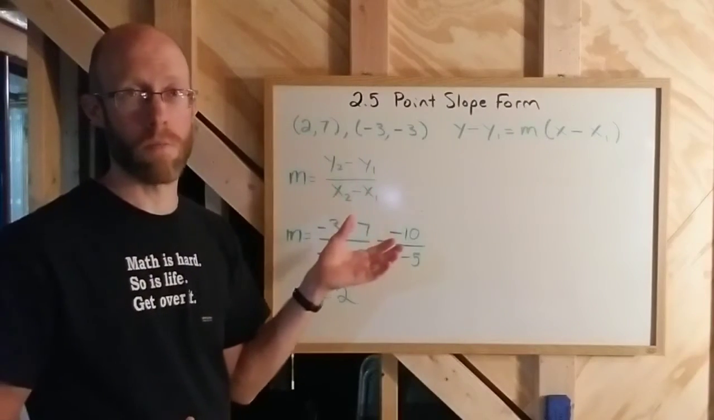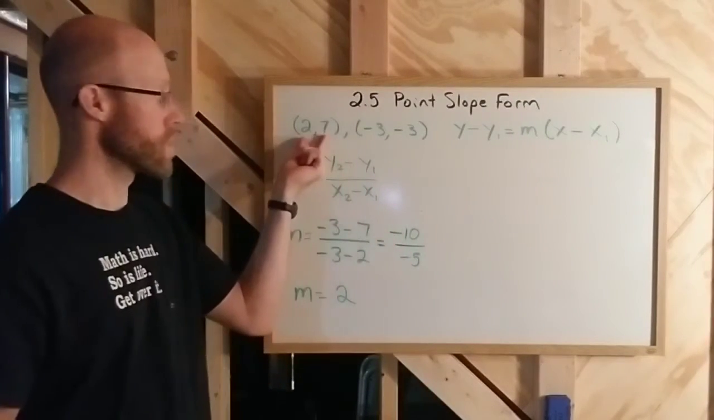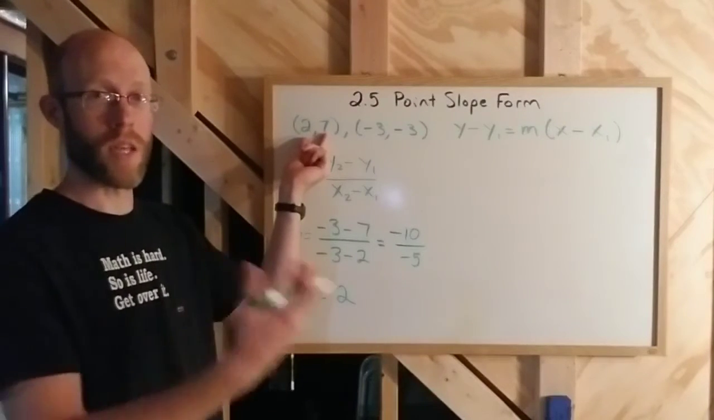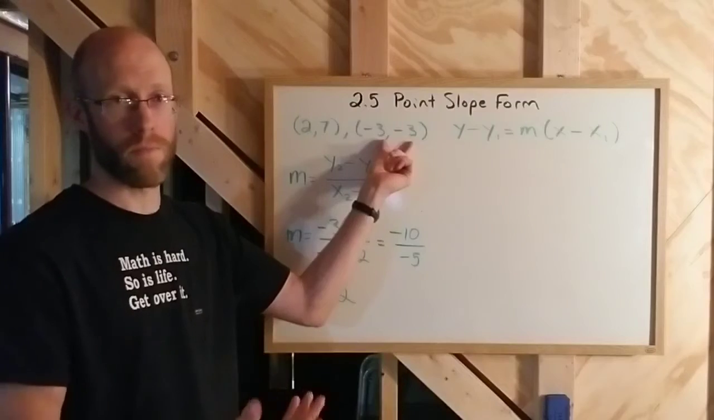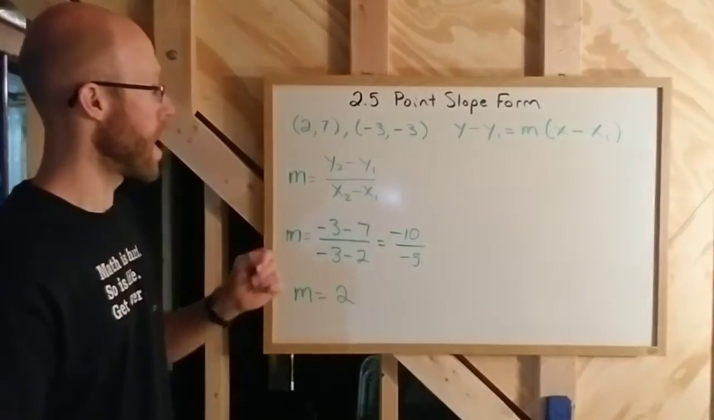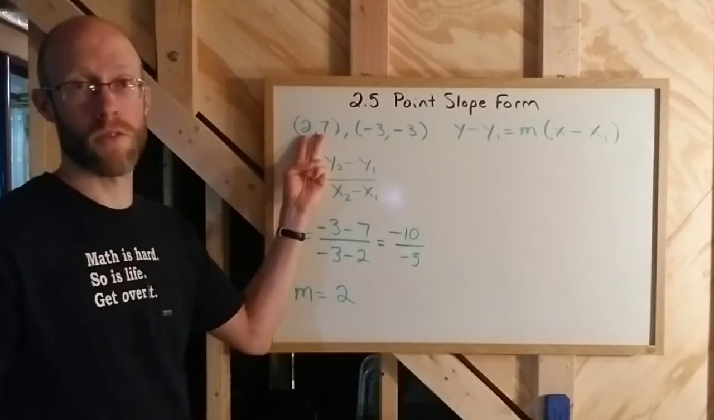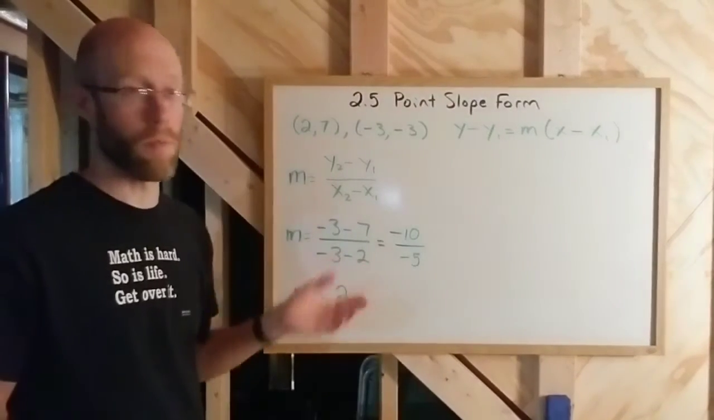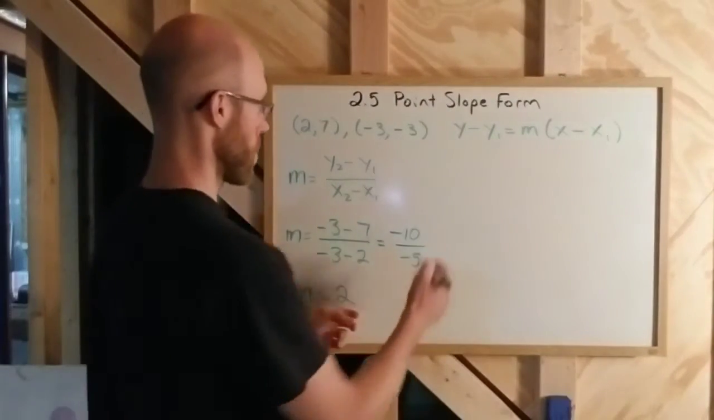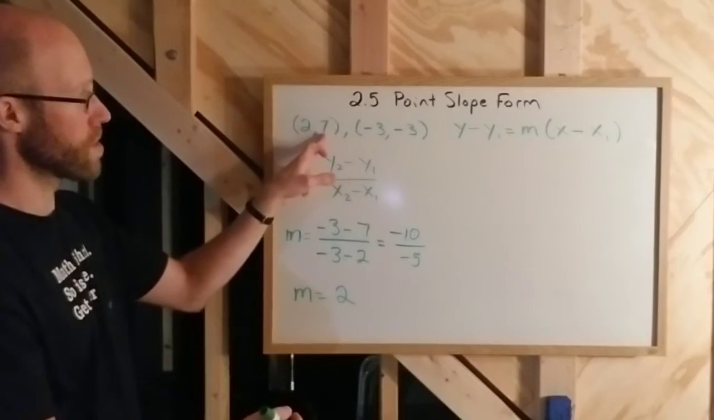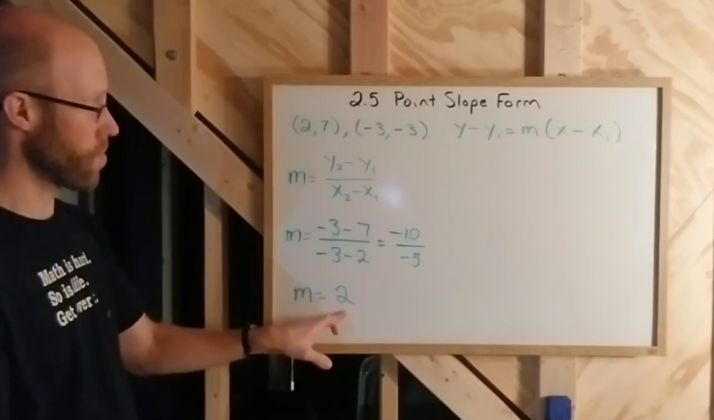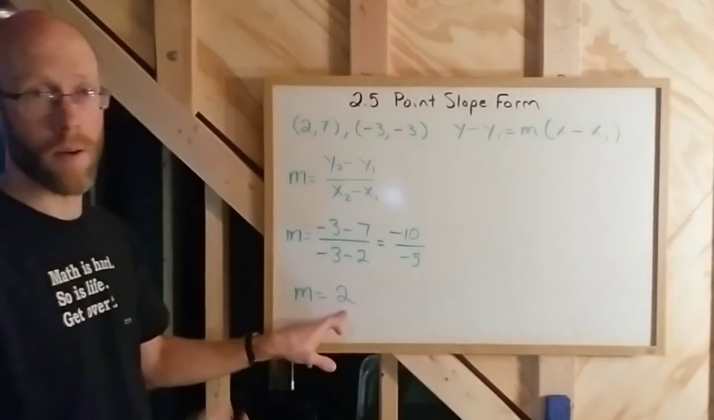Now, the x1, y1 could be either of these 2 points. It actually doesn't matter. If I choose the 2, 7, I will get the exact same answer as I would if I chose -3, 3. Won't matter. I'm going to choose the 2, 7 because there's no negatives there, but again, it won't matter. So when I plug that in, I'm going to use the 2 as the x1, the 7 as the y1, and of course this 2 down here as the m.